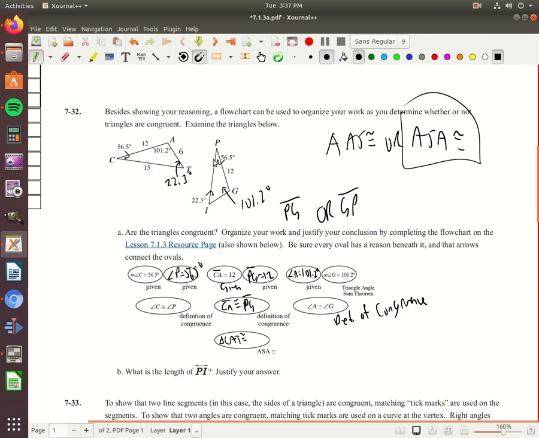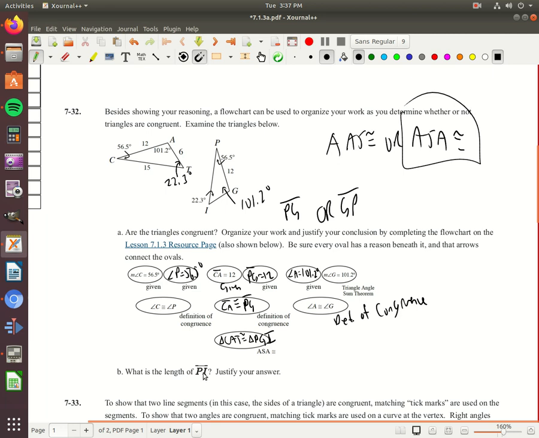Angle C is 56.5. Angle P is 56.5. Angle A is 101.2. Angle G is 101.2. So they tricked us here. It looked like they were going to spell cat and pig, but they didn't. And angle T is 22.3, and angle I is 22.3. So there we go. That is CAT is congruent to triangle PGI.